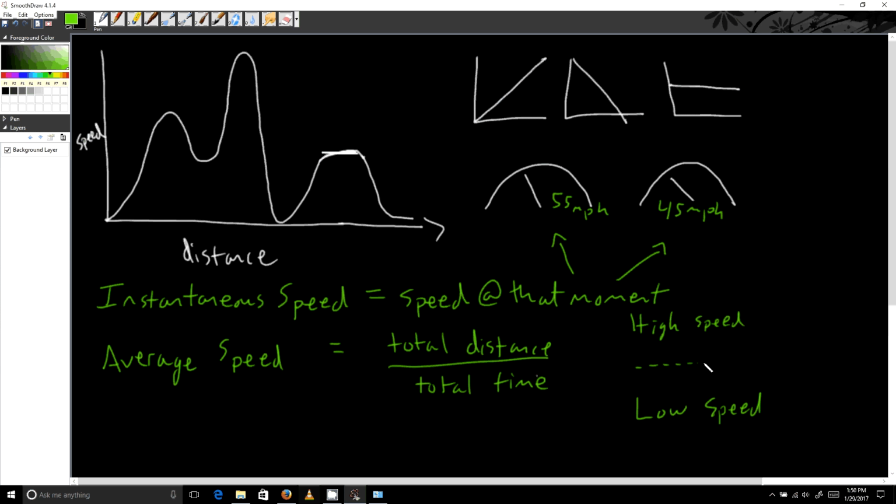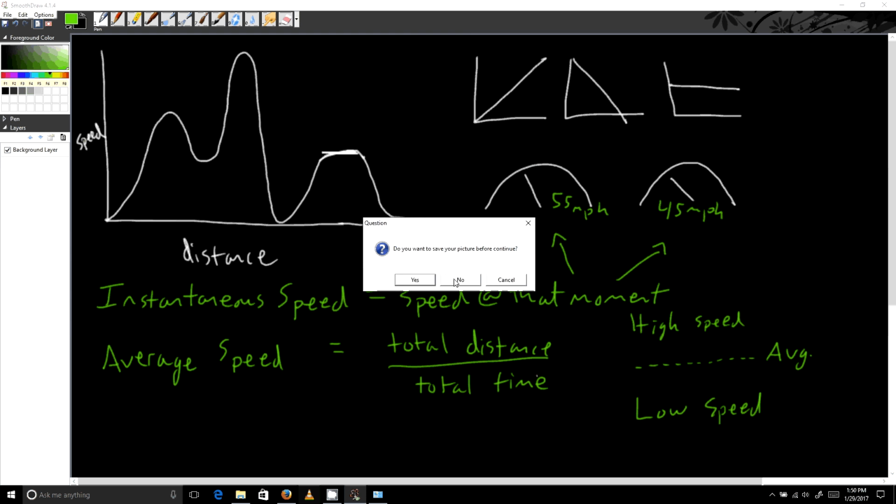This is because it's an average. It has to be somewhere in between them. So if you calculate average speed, it can never be higher than your highest and never lower than your lowest. Pretty straightforward. Okay? Well, let's continue this.